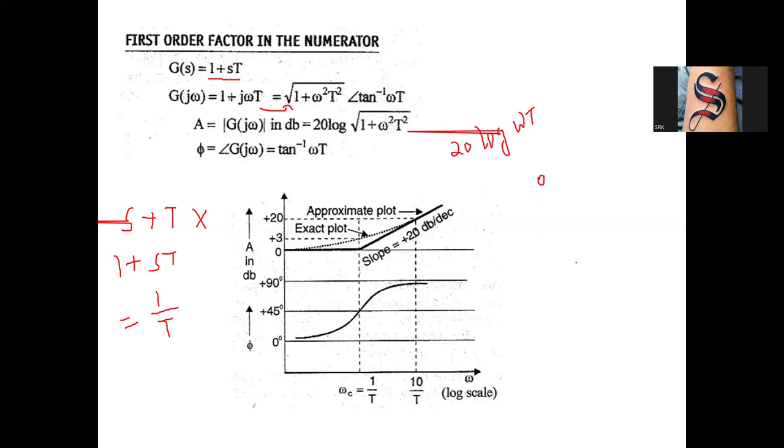At frequency 10 by T, what is the value? It is 20 decibels. Plus 20 or minus 20? Yes, plus 20. So again, what is the frequency deviation? A decade. And what is the slope change? 20 decibels. Same as the derivative factor only. But what is the difference? For the derivative factor, the magnitude slope is plus 20 decibels per decade.